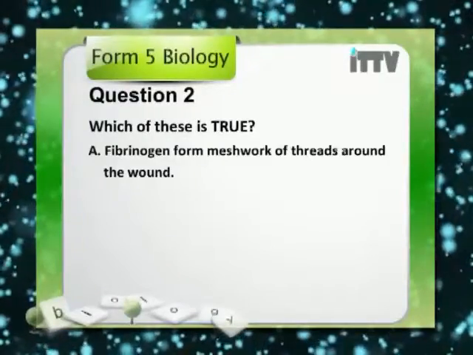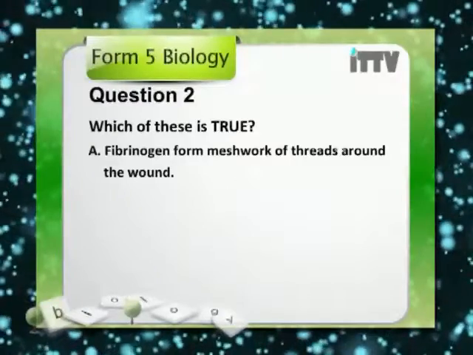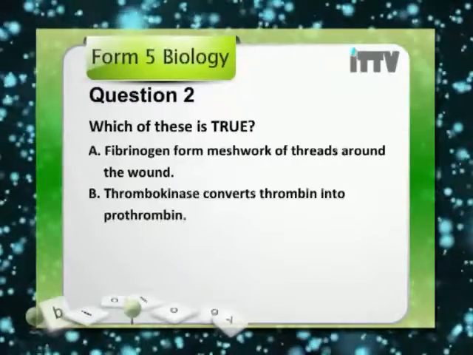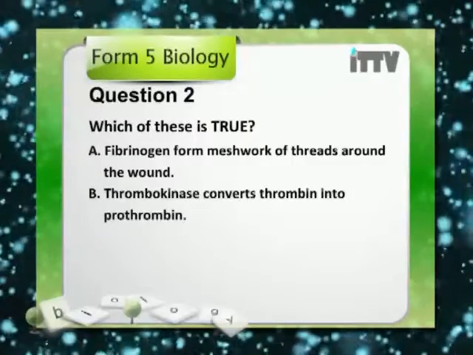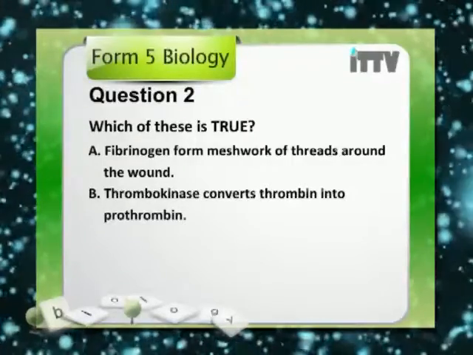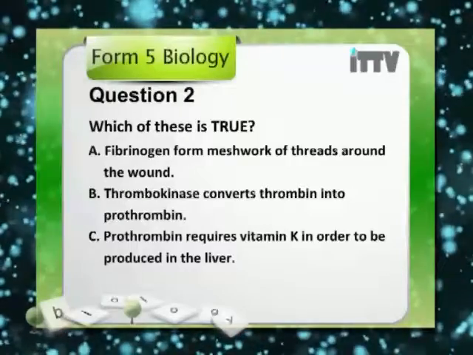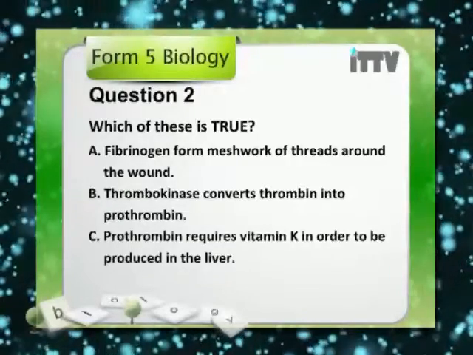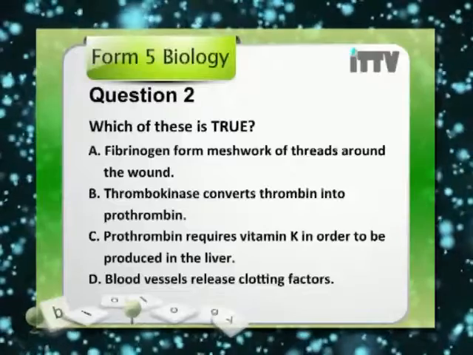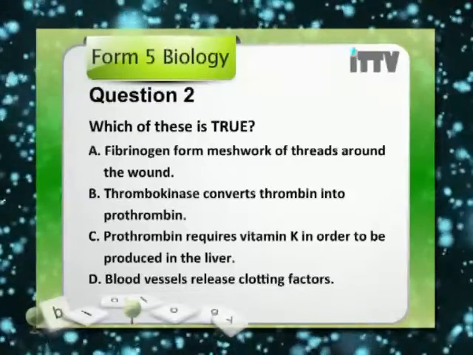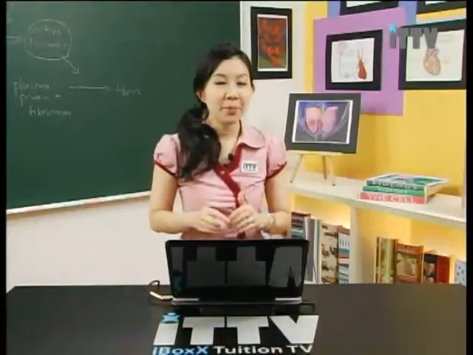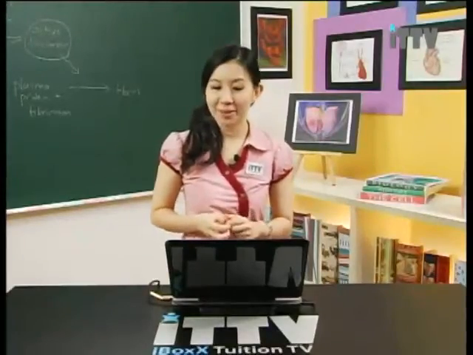A. Fibrinogen forms a meshwork of threads around the wound. B. Thrombokinase converts thrombin into prothrombin. C. Prothrombin requires vitamin K in order to be produced in the liver. D. Blood vessels release clotting factors. So do take some time to think of the answer for this question.